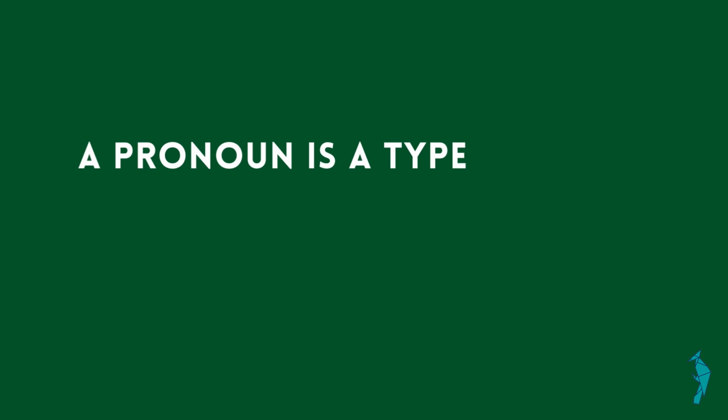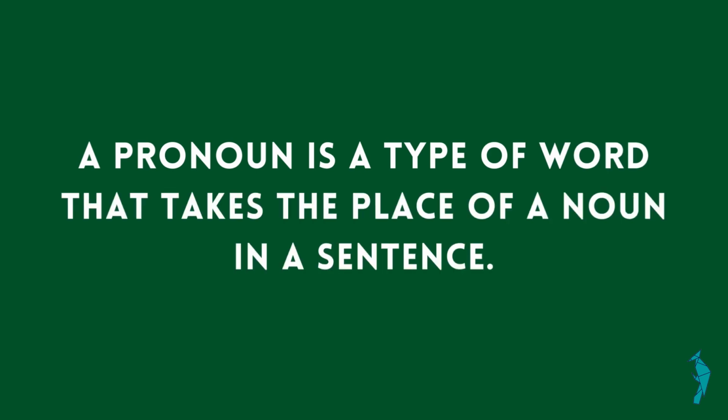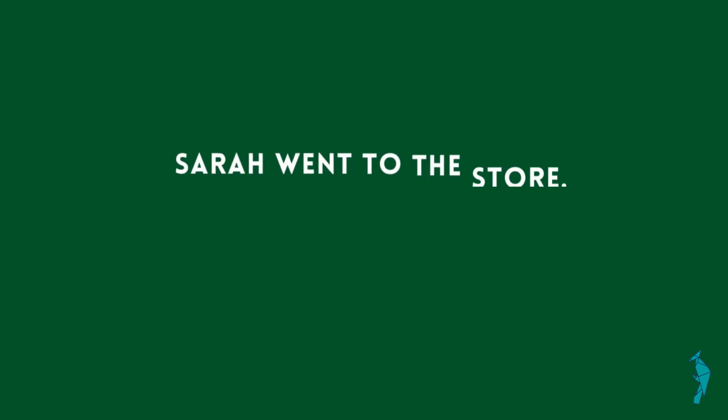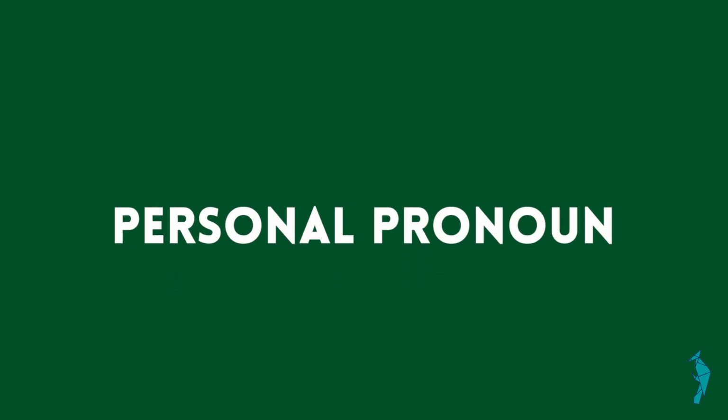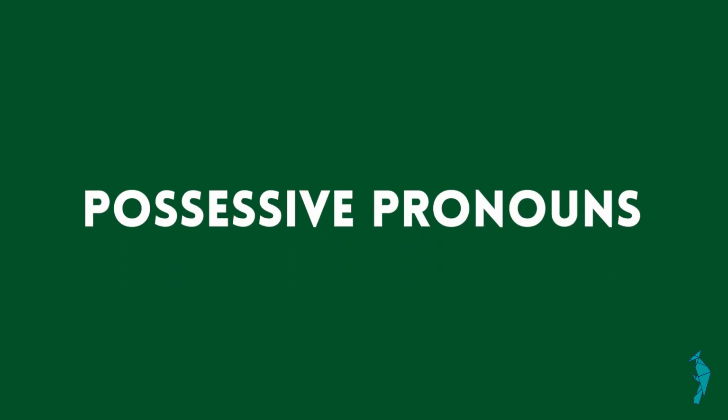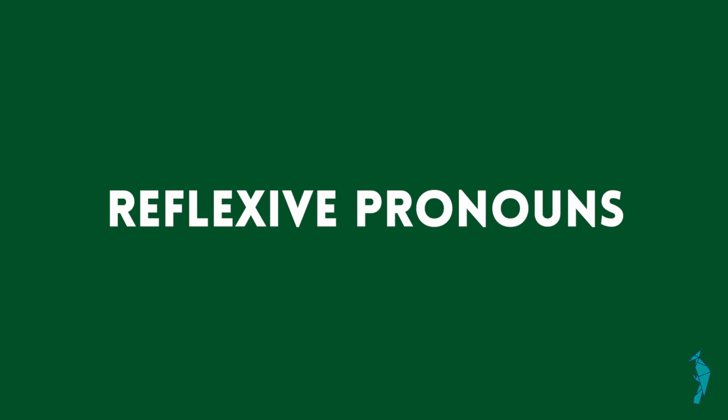A pronoun is a type of word that takes the place of a noun in a sentence. For example, instead of saying, "Sarah went to the store," we can say, "She went to the store." She is a pronoun that takes the place of Sarah. There are several types of pronouns, including personal pronouns, possessive pronouns, reflexive pronouns, and more.